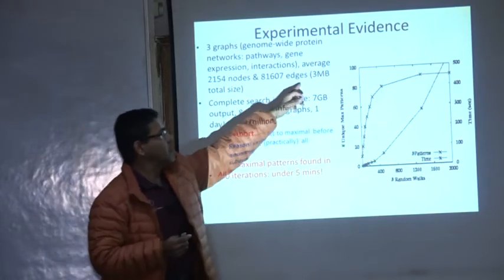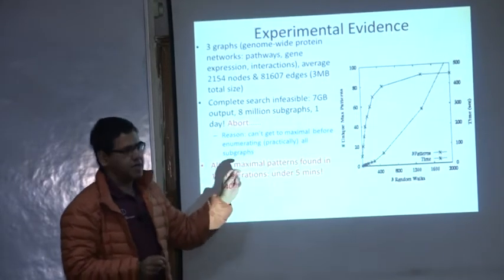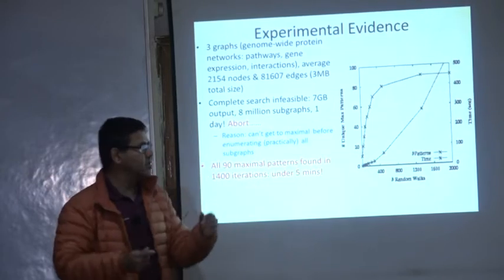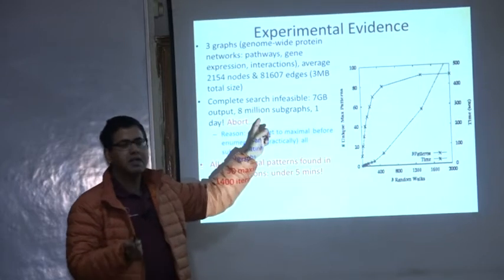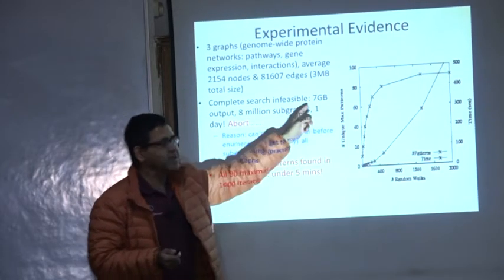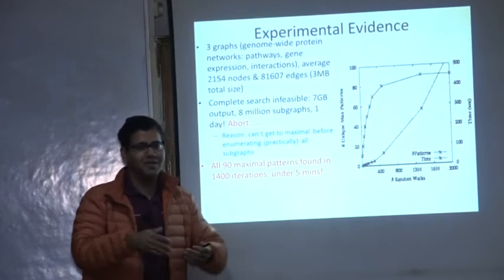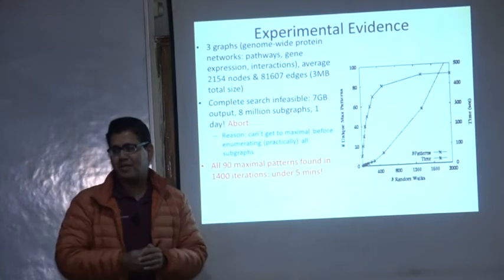So the input graph has only 3 megabyte size, okay? But when you run G-span, it's trying to find all the single edge, 2 edge, 3 edge, 4 edge, 5 edge. So it keeps on doing that, and after 1 day I saw it had output 8 million subgraphs and 7 gigabytes of output. Okay, so this is like a reverse data mining. You're not really discovering any insights. I mean, you're taking a small data set and you're blowing up the pattern space.